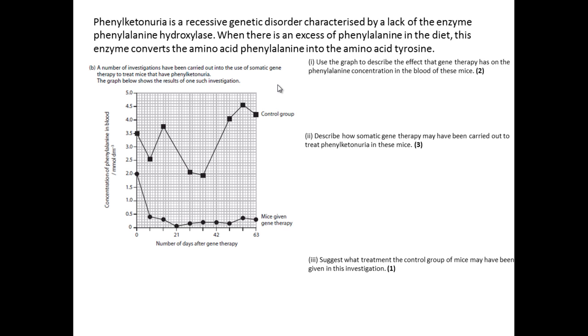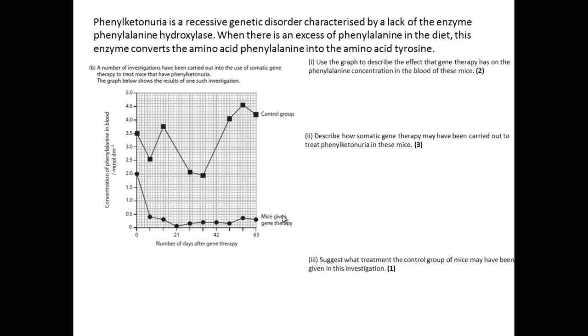And so you've got the control group, and it shows the concentration of phenylalanine in the blood, and the mice given the gene therapy. And so just by looking at it at a glance, you can clearly see the mice who've had the gene therapy have a much lower level of phenylalanine in the blood compared with the control group. But the first question: use the graph to describe the effect that gene therapy has on the phenylalanine concentration in the blood of these mice.